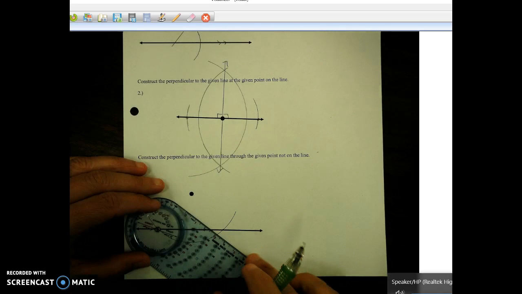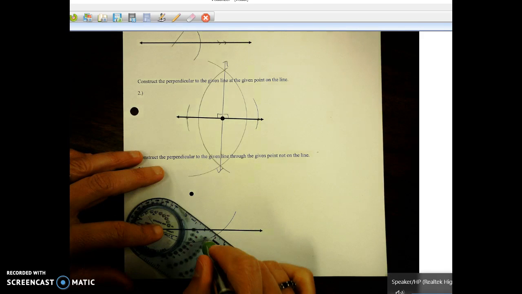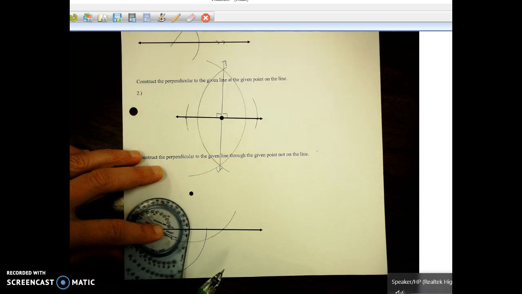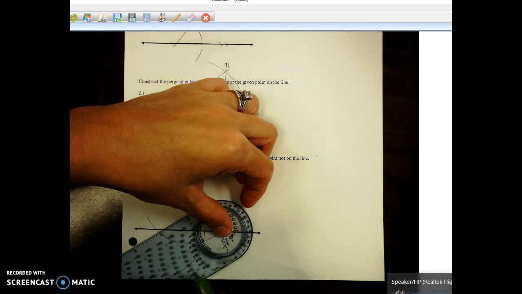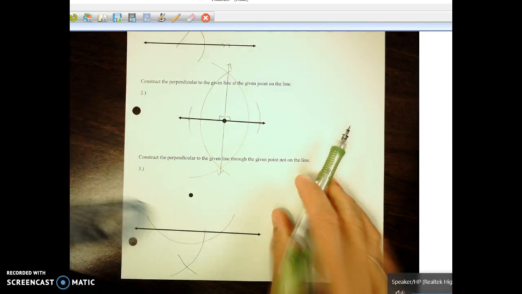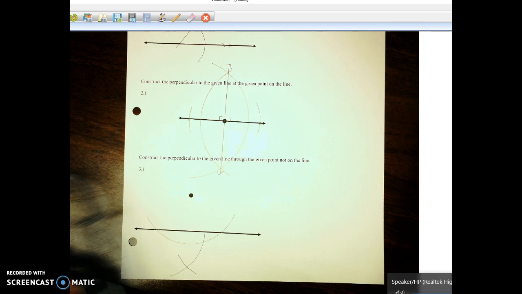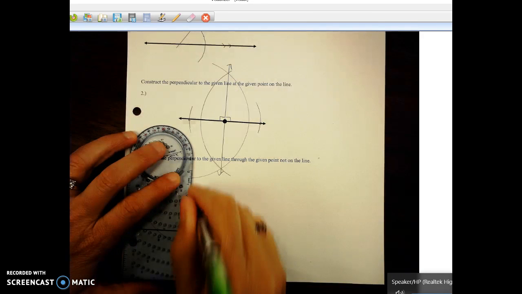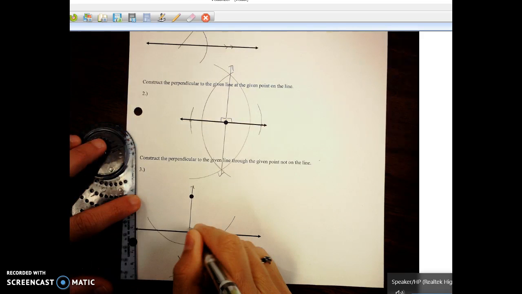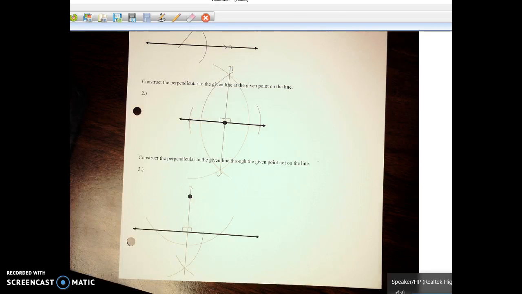So I'm going to put my pivot point. It looks like I can use 40. So I'm going to go 40 from the left. Come over here. 40 from the right. And then again, go ahead and draw on that line. Looks pretty good. Looks as though I have right angles here.